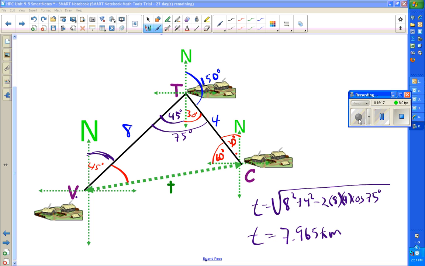7.965 kilometers for T. Is there a mistake? 7.965.